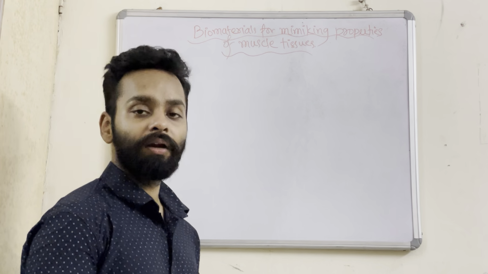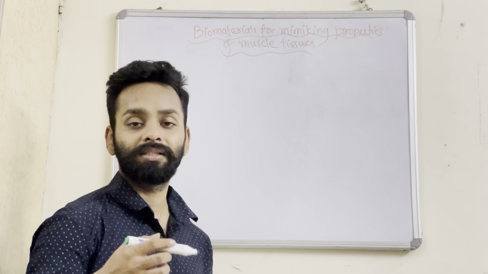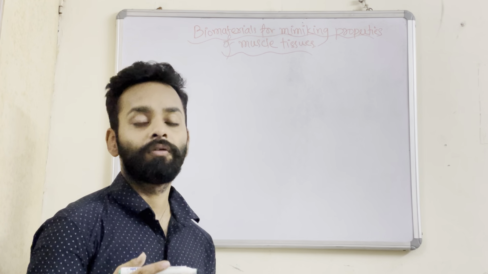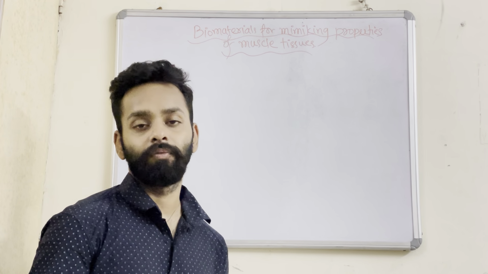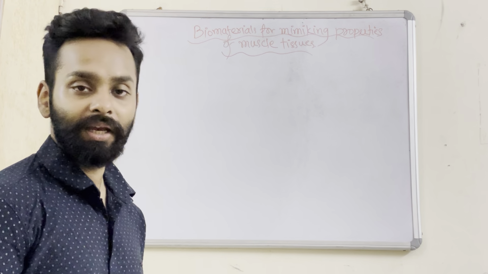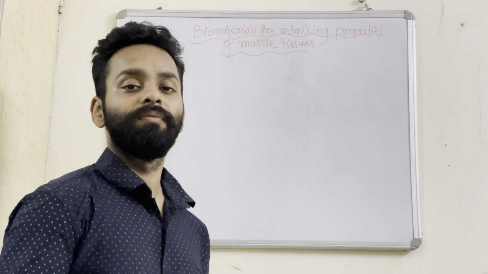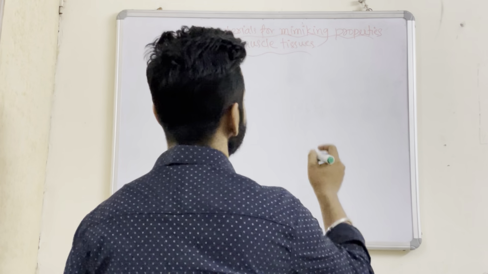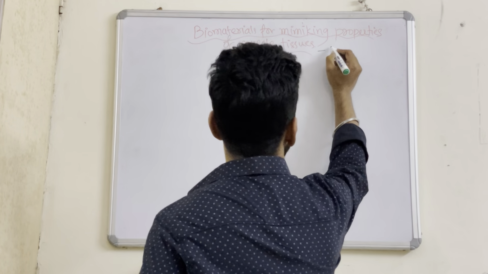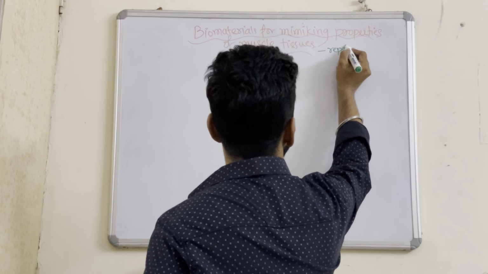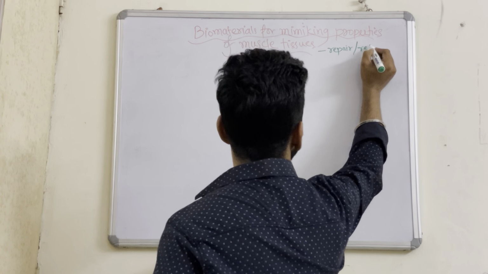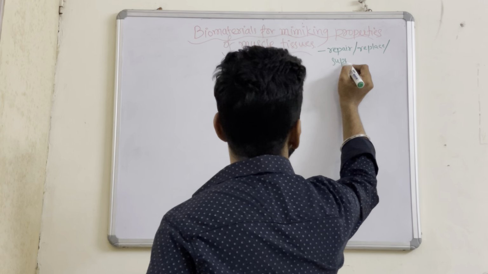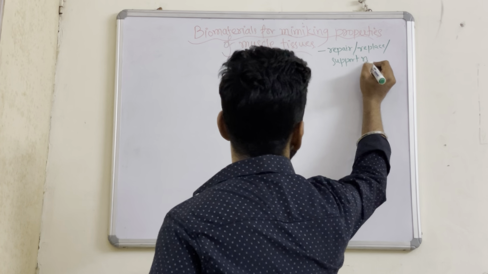So for repair and replacement of, or for sustaining the function of muscle tissue, we need to select a biomaterial, or fabricate a biomaterial, which can mimic the bulk properties of the muscle. So we need to do it in order to repair or replace or support muscle tissue.